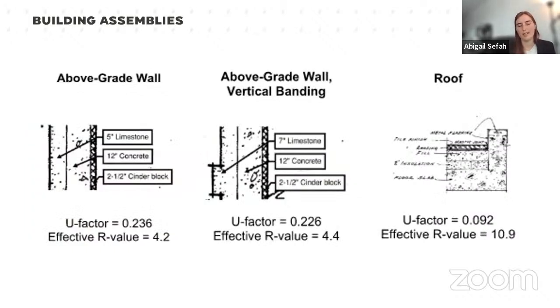Our 3 energy models all had identical opaque assemblies. You can see here sections through the above grade wall and through the roof. Our above grade walls are limestone over concrete and then various interior finishes. And our roof is a cast in place concrete slab with 2 inches of insulation and then roofing fill and some tiles on top. One important thing to note here is that there's no insulation in the walls, which is not uncommon for this period. But as you can imagine, there's a lot of heat loss going on through the walls in this building.